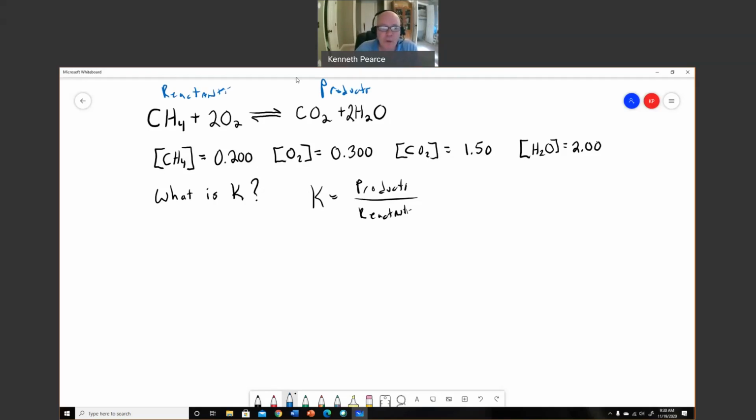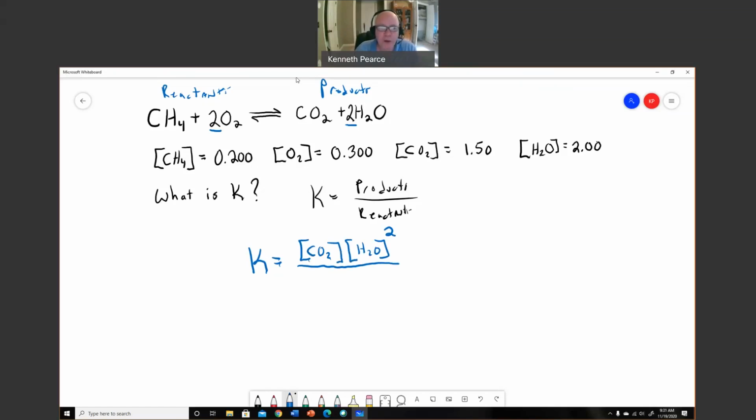And so remember that whatever we have in front of the reactants and the products goes as an exponent. So we can write this out. So we say K is equal to, let's see, products, we have CO2 and water, and we say bracket CO2, that's where we're going to put that concentration for CO2, times the H2O concentration, and we're going to pull down that 2 and put it as an exponent, and there it is.